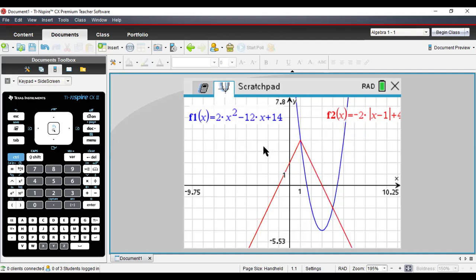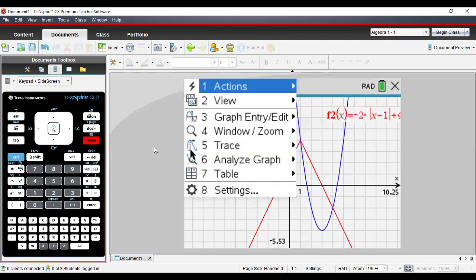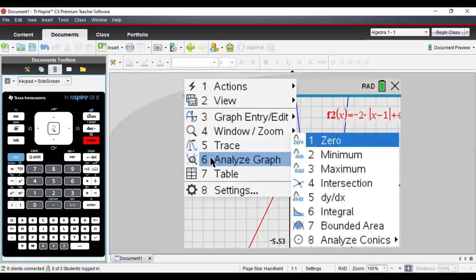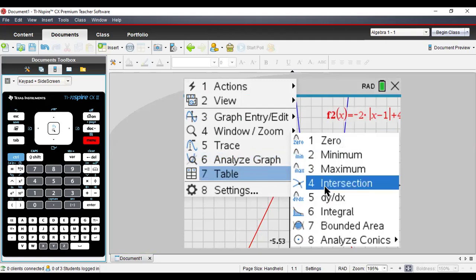Now, the way to actually find those exact coordinates, you would go menu, and then you're going to analyze the graph. I'm going to go through these first 4 because these are the ones that we're going to use a lot. We're going to use number 1 for zeros, number 2 if you need to find a minimum, number 3 if you need to find a maximum, and number 4 if you want to find an intersection. That's the one that we want.